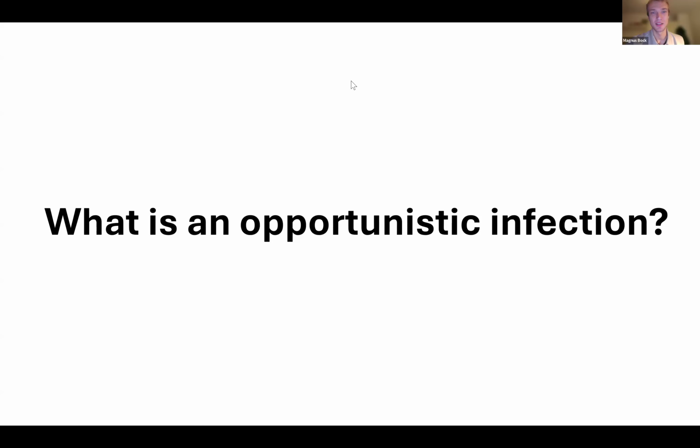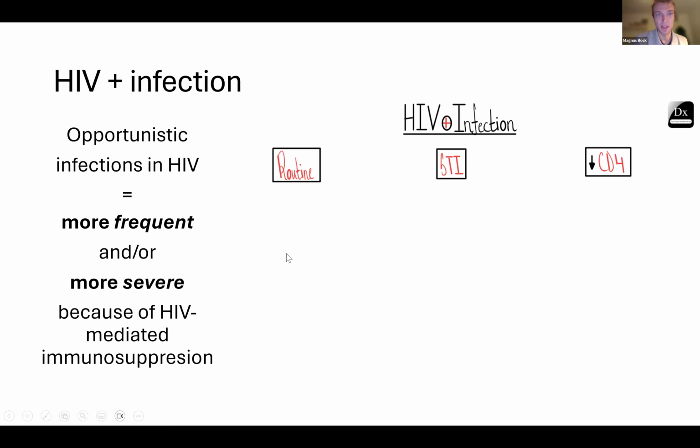Yeah, exactly. So you're spot on, Similira and Manaswini. An opportunistic infection in the context of HIV is an infection that is either more frequent or more severe, and this is all due to the HIV-mediated immunosuppression. So we can think of them in different buckets. And there's a really nice schema about this on the website.